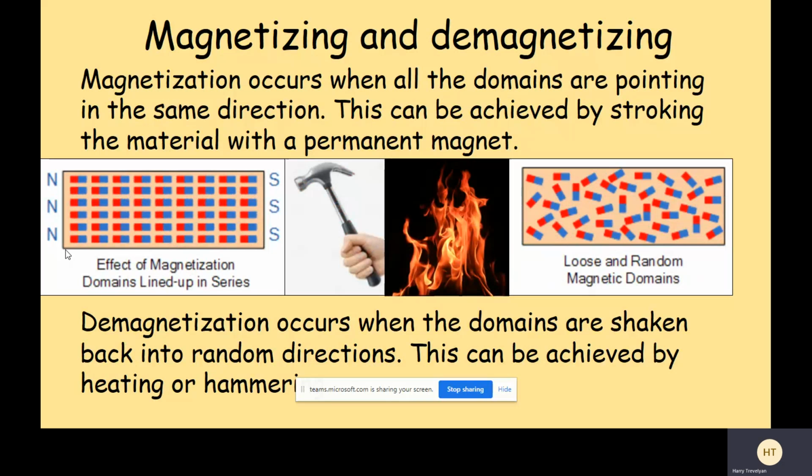Heating, by the way, only will shake up the domains because it gives all those particles more kinetic energy. They're shaking around even more, and that causes them to get a bit excited and point into random directions again. So that's just the essence of domain theory.